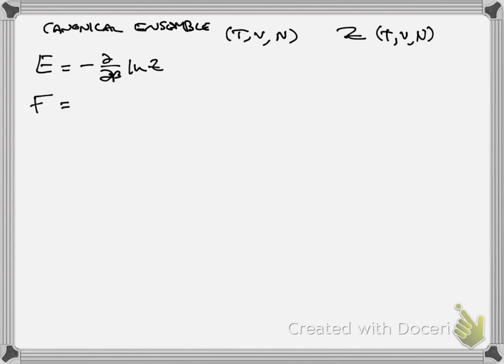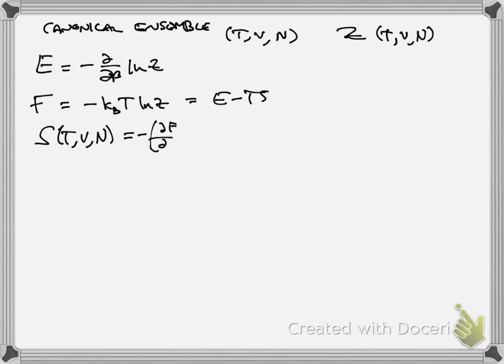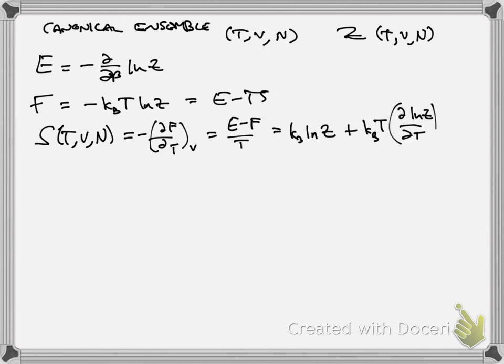I told you you can find that the Helmholtz free energy is minus k Boltzmann T log Z. And of course the Helmholtz free energy is also E minus TS, which means there are many different ways I can show this. I can find what S is, and again, this is S of T, V, and N. One way to get it is minus partial F partial T at constant volume. Or you could just write it as E minus F all over T. And like we said a couple of slides ago, that's going to be k Boltzmann log Z plus k Boltzmann T d log Z dT, where that derivative is at constant volume. Okay, so that's the entropy.